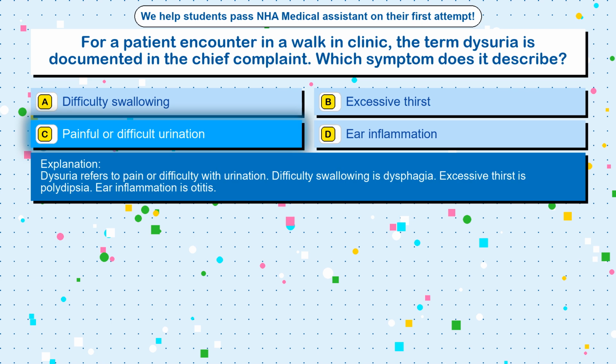Dysuria refers to pain or difficulty with urination. Difficulty swallowing is dysphagia. Excessive thirst is polydipsia. Ear inflammation is otitis.